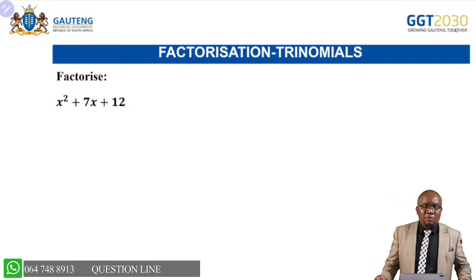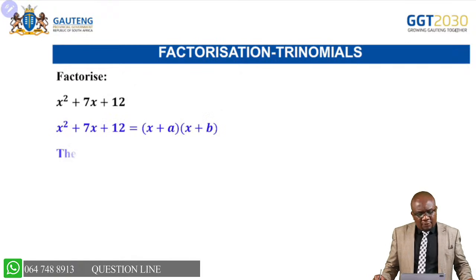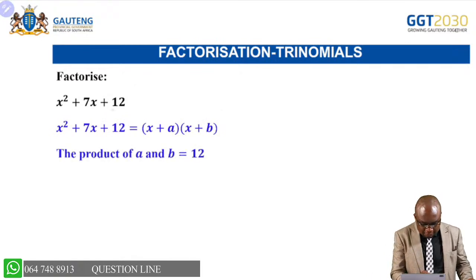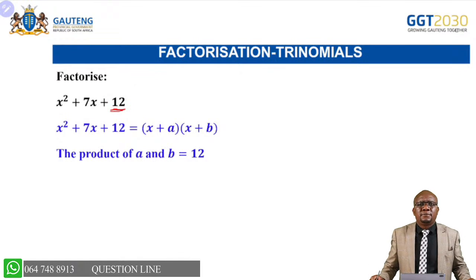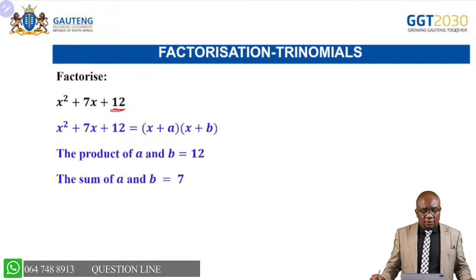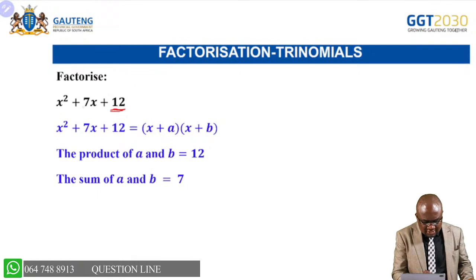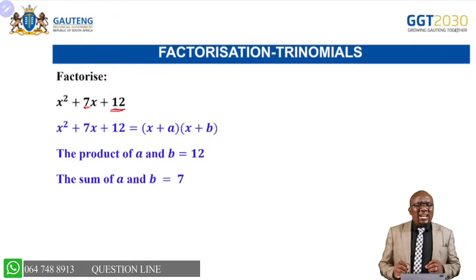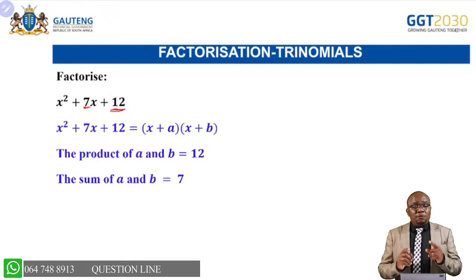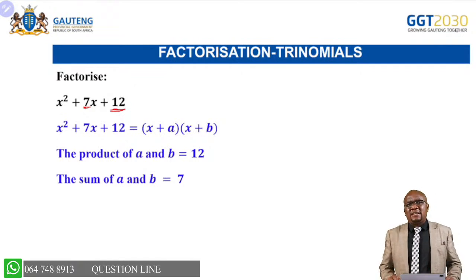Right, let's go to an example. I'm going to explain the example. I left you with about 20 minutes. Let me try to explain. Okay? So x squared plus 7x plus 12. What does this mean? It means that if we multiply a and b, we must get 12. And then if we add a and b, we must get 7. So what are those factors? If we multiply them, they give us 12. If we add them, they give us 7.